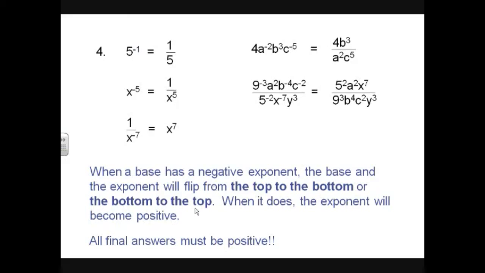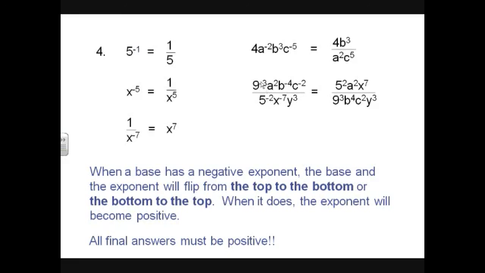So going to the rule that I've already clicked, when a base has a negative exponent, the base and the exponent will flip from the top to the bottom or the bottom to the top. When it does, the exponent will become positive. So in every single one of these, the exponent flipped to become positive. And like we said, if it was already on the bottom, then it flipped up to the top and became positive. Right here is a really good example of putting the entire rule together.